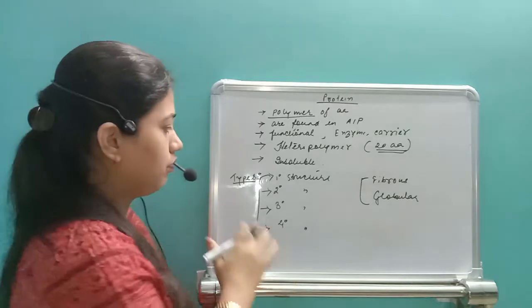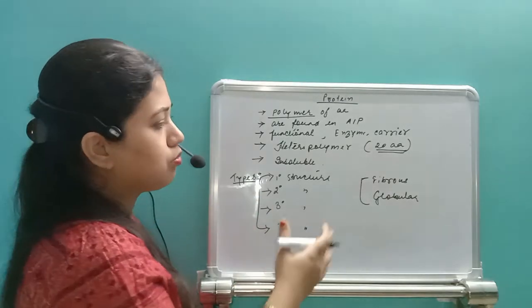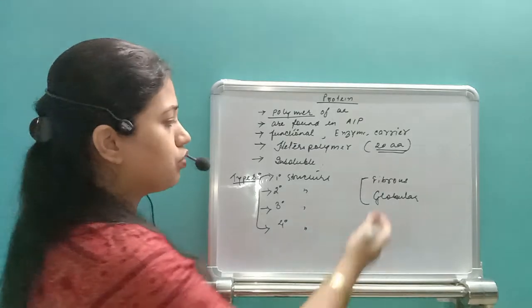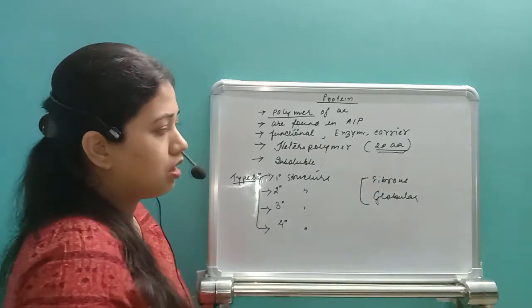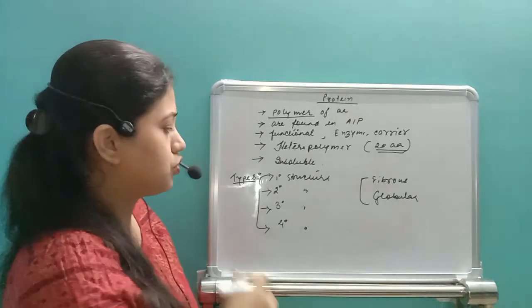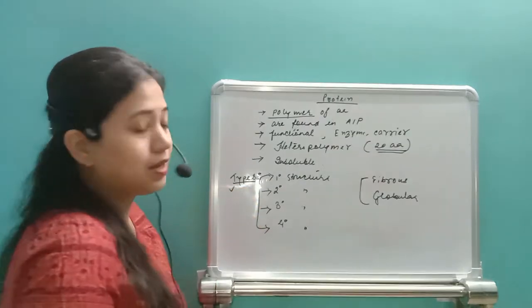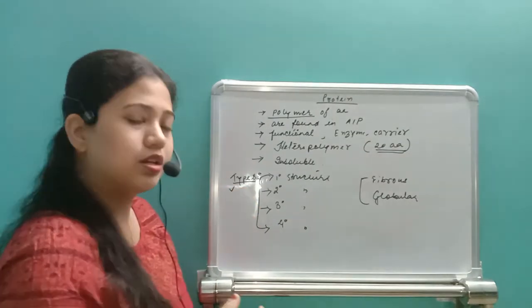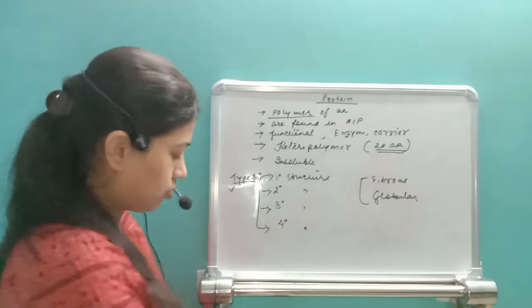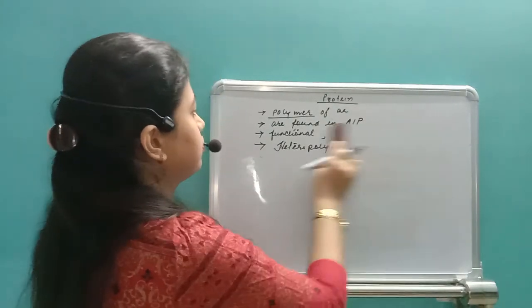Depending upon the folding, we have primary, secondary, tertiary and quaternary structure, and depending upon solubility, if it is insoluble, it will be fibrous. If it is soluble, it will be globular. So we have these different types of protein. Now we are going to see the types, first primary, then secondary, then tertiary and then quaternary structure. Let's see what these are.